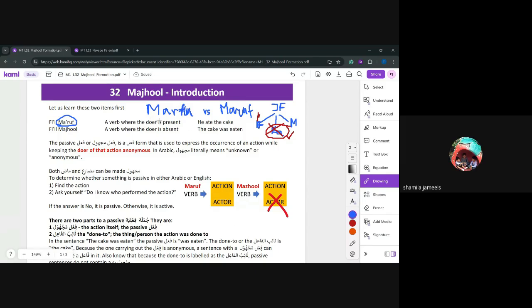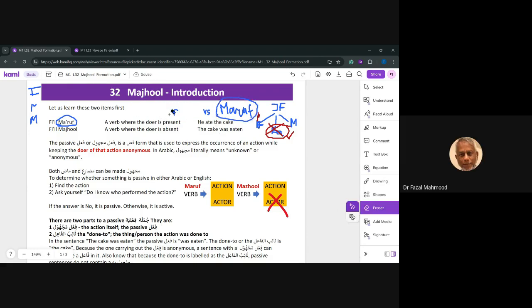Marfu is the i'rab where the word ends with a dhamma or two dhammas. Great. So we remember the three statuses of i'rab: marfu, mansub, and majroor. Marfu is the one that comes with dhamma. So please be attentive while doing the classes that marfu is the i'rab and ma'ruf is just the active verb.